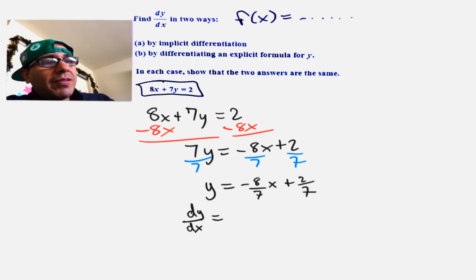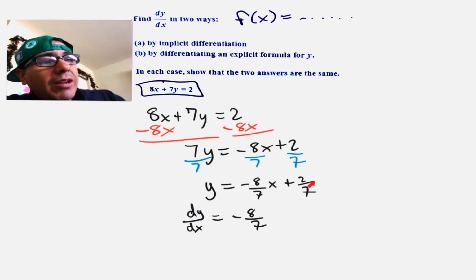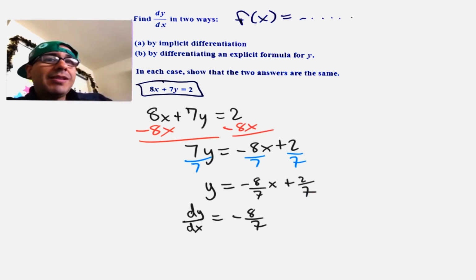You could take the derivative of this, so let's take the derivative. We're left with negative 8/7. And here we're left with the constant, so that goes away. So this was our derivative. But what we're going to start to see is this is a linear function, so this is kind of easy.